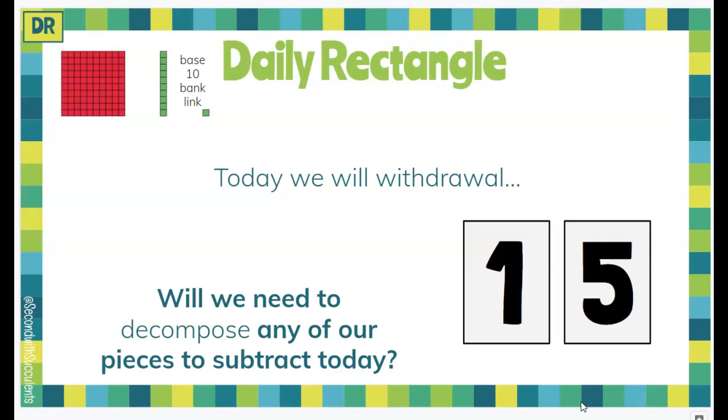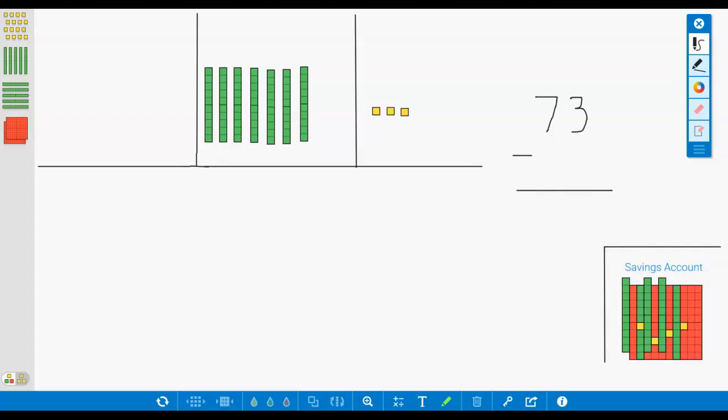Let's have a look at how much we have in there right now to see if we need to decompose or take apart any of our pieces for our withdrawal today. Last time we made our withdrawals from our checking account, we were left with 73 base 10 pieces. Now we are going to take away 15 more pieces. I'm going to write our 15 pieces right underneath our 73 pieces. I have my minus or my subtraction symbol, and then my equals line underneath.